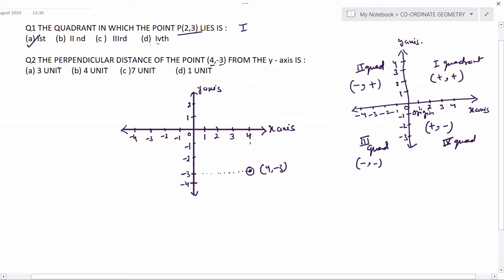Now the question is the perpendicular distance of the point from the y-axis. Now this is the point. Now the perpendicular distance is this. If I draw a perpendicular from this point to the y-axis, it will be this. So this is basically the value of the x coordinate. So this distance is your 4 units. And you can see this from the coordinates also. The x coordinate gives you the perpendicular distance from the y-axis, and the y coordinate gives you the perpendicular distance from the x-axis. So 4 units is the answer.